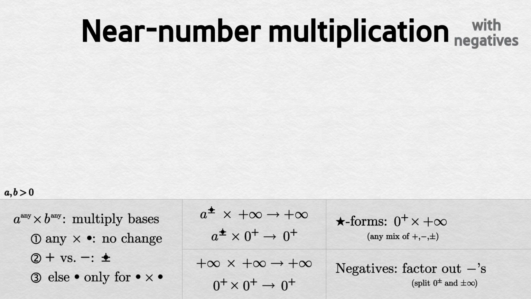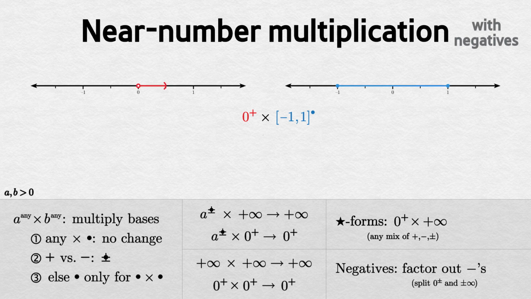One last product before we move on. 0 plus times the constant interval from negative 1 to 1. Here are the slices of 0 plus and the interval negative 1, 1. We have arbitrarily small positive numbers multiplied by 1, arbitrarily small positive numbers multiplied by -1, numbers close to 1/2 multiplied by 1, and numbers close to 1/2 multiplied by -1.